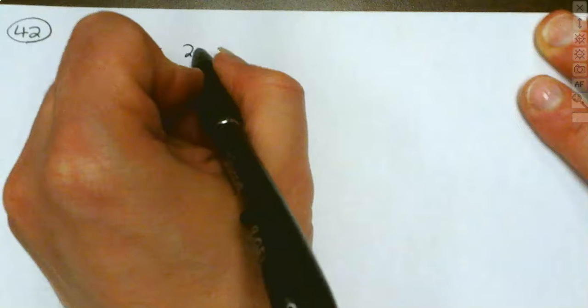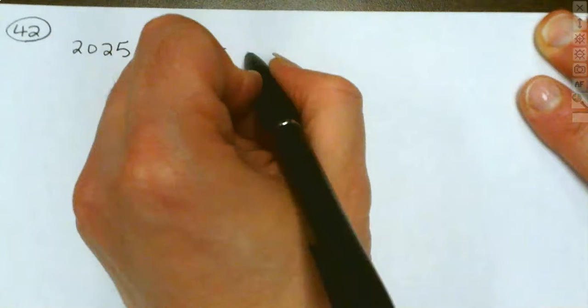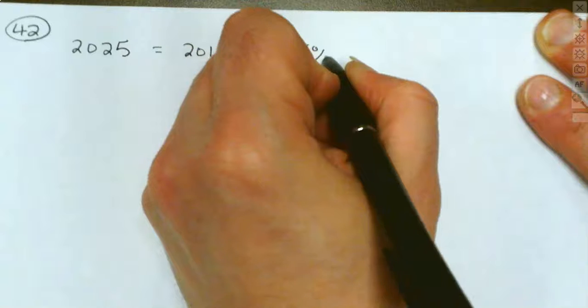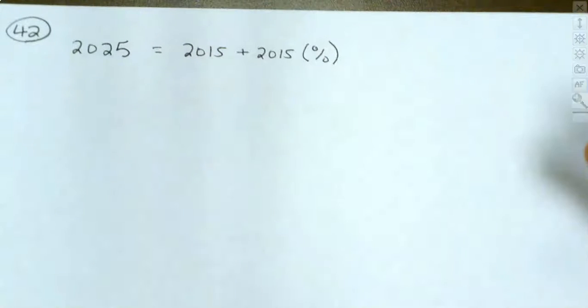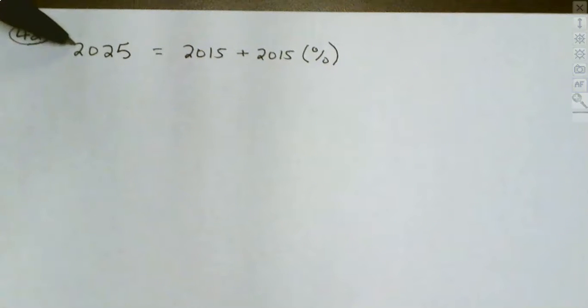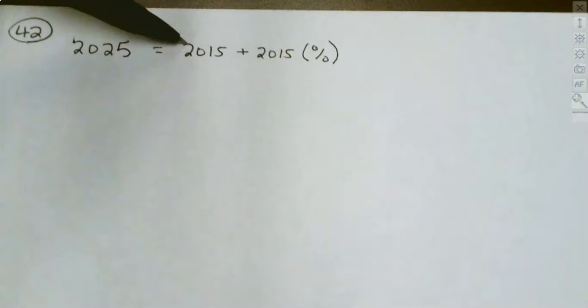2025. So 2025 is going to be 2015 plus 2015 times that percent increase. This is just like the total price of that TV. So that 2025, that's going to be like the total price that you pay for that TV. And that 2015 is where you start at.